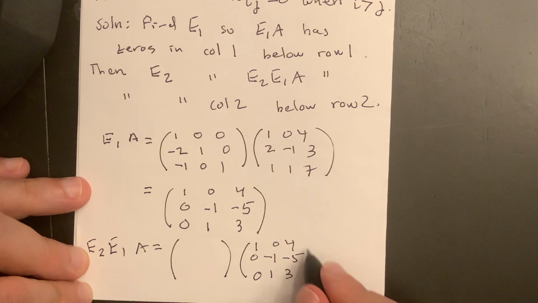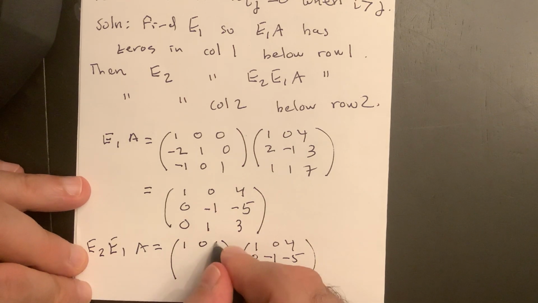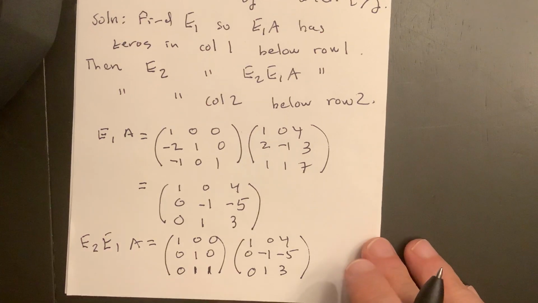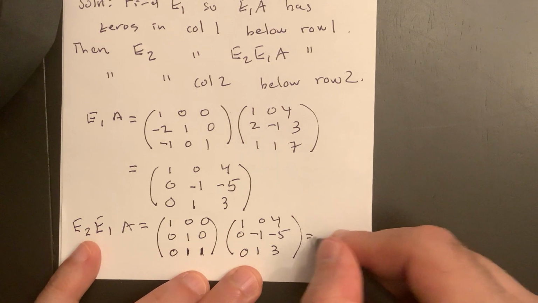Right, I want to just multiply it by 1, right? I want to add the second row to the third row. So I can do that with this. This will leave the first row, this will leave the second row. And now I want to take 1 times the second row plus the third row. Okay, and this is going to give me my final U.